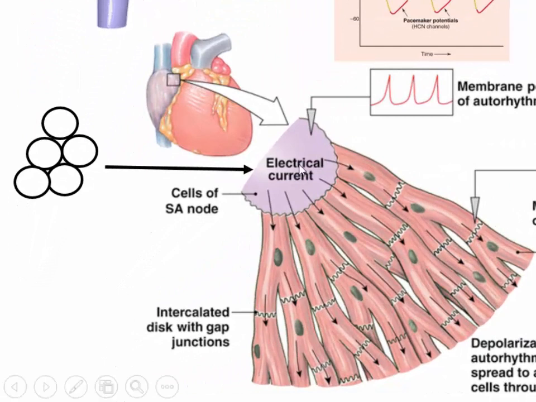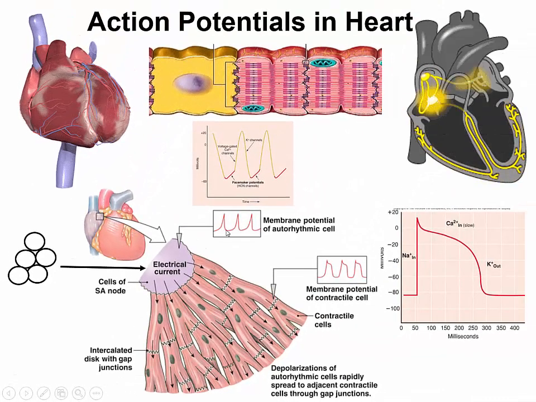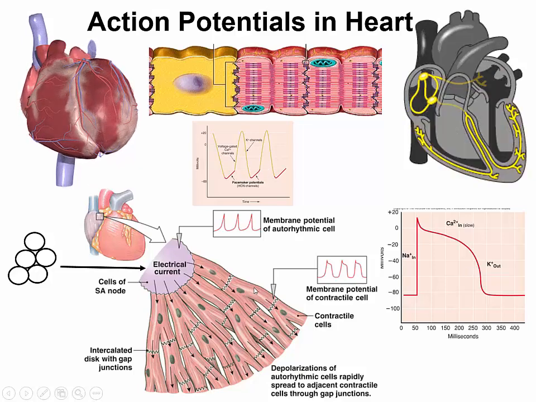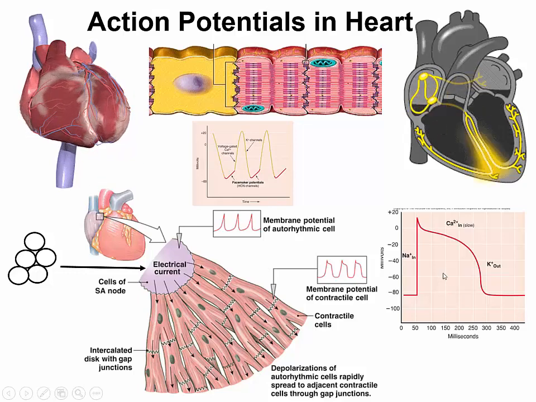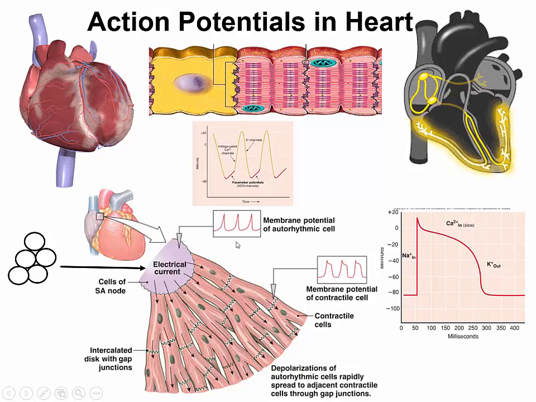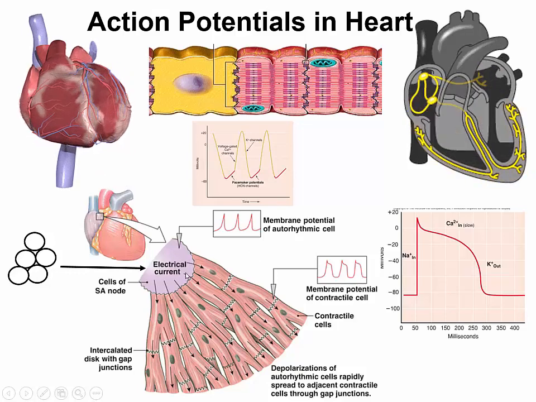It's important to note that this diagram is showing cells of the SA node, and it looks like one cell. It's not actually one cell. There are thousands of cells that make up the SA node. They're all close together and connected by gap junctions. To make it easier, they're just showing this and calling them a bundle of cells. The action potential we're going to see here looks like this right here, whereas the action potential we see in contractile cells of the heart is going to be here.